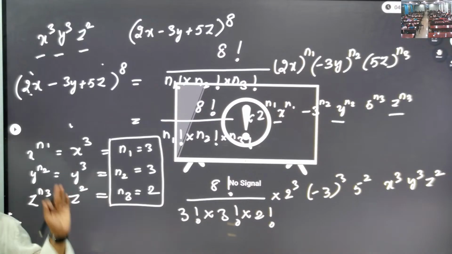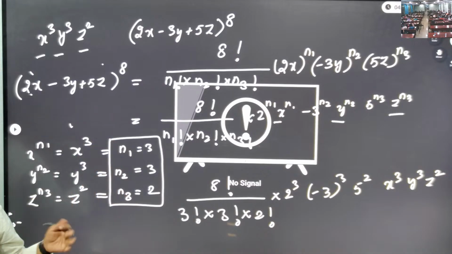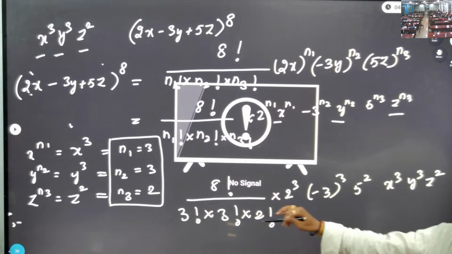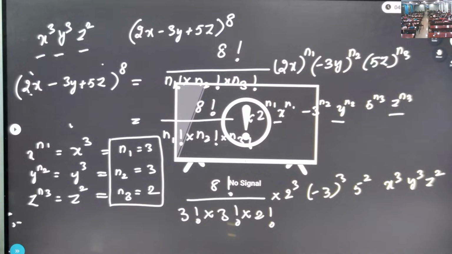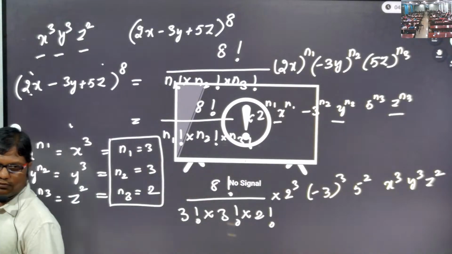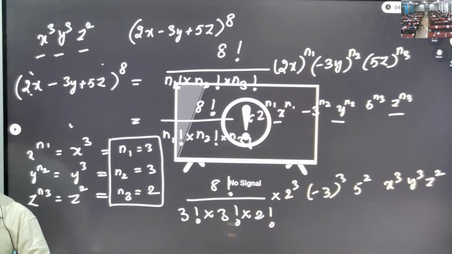Once we get the values of n1, n2, n3, substitute the values in the equation. But don't bother about the x, y, z terms. We are not going to bother about those terms because we are going to simplify this particular equation itself. Once it is simplified, our answer is completed, right? That is the multinomial theorem.